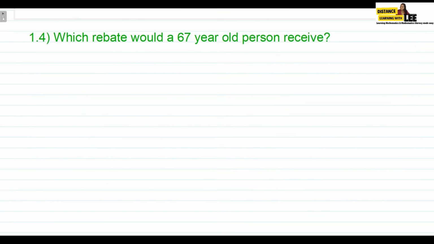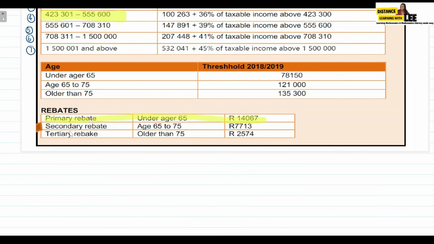As well as looking at this table here, we are told that for you to get a secondary rebate, you need to be between the ages of 65 to 75 years old. So in this case, if a person was 67 years old, they would qualify to get both the primary rebate as well as the secondary rebate. So what that would mean is that from the annual tax income that you would have calculated, you would then have to subtract the secondary rebate as well as the primary rebate.